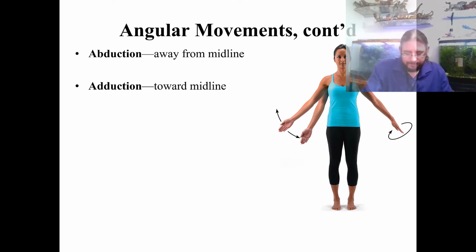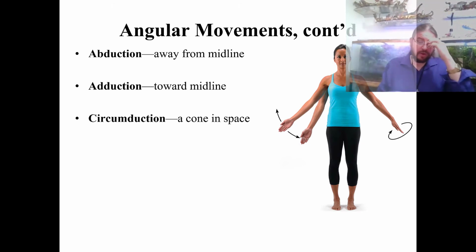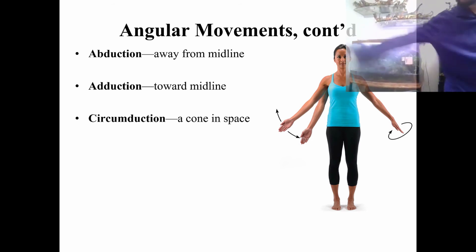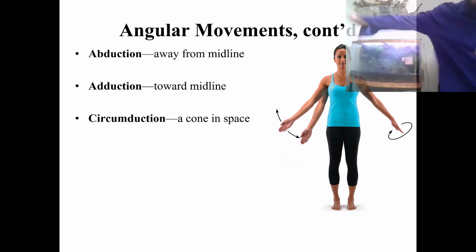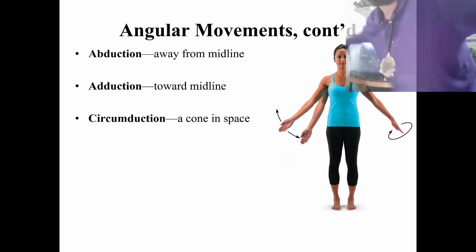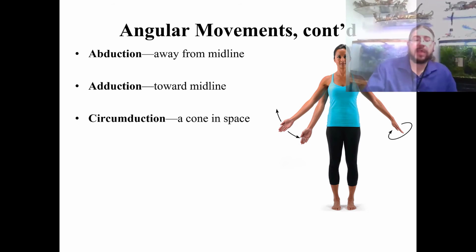And then, special to the ball and socket joints again is circumduction. This is moving your arms in a little cone in space. So what's that look like? There you go. I'm just circumducting like a badass. So, circumduction. Okay.